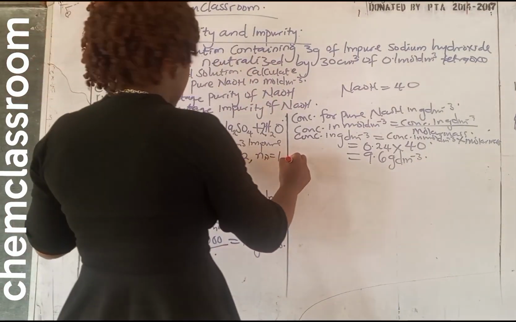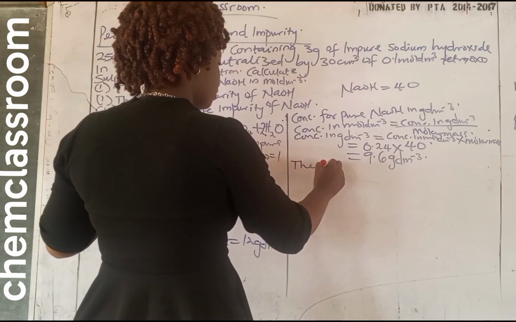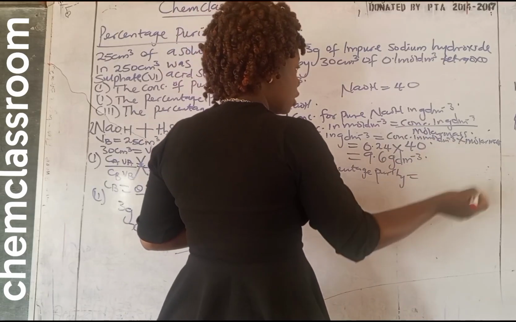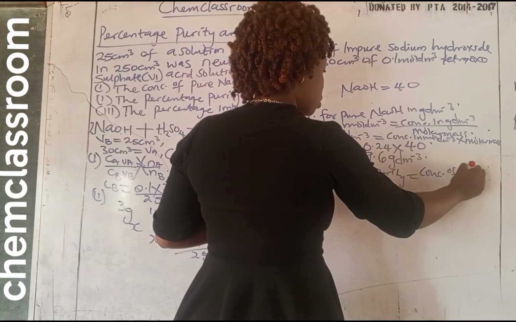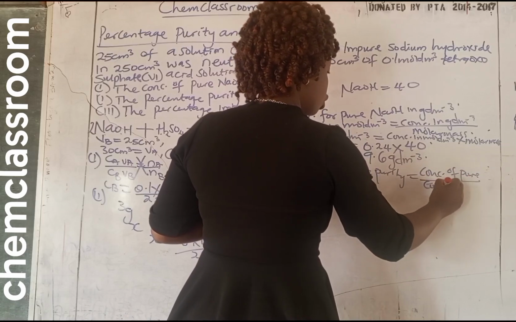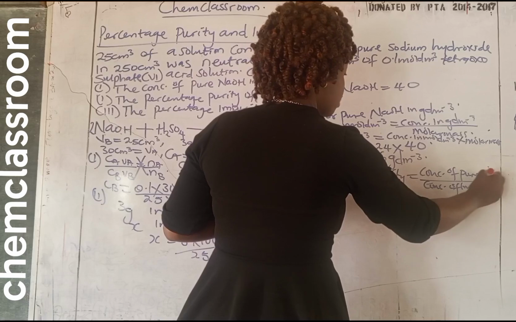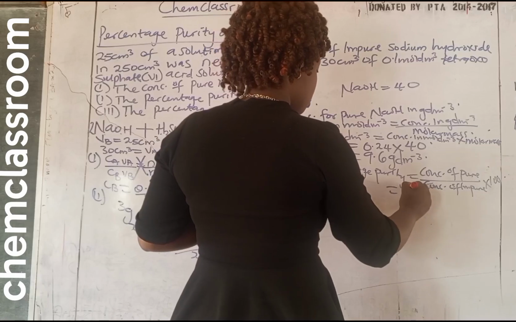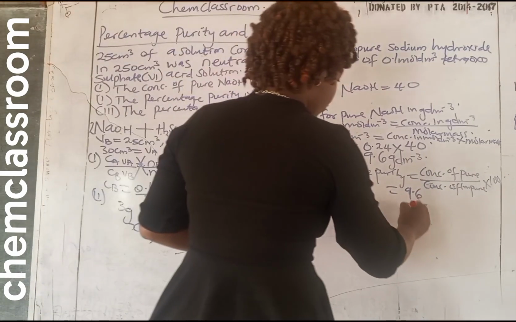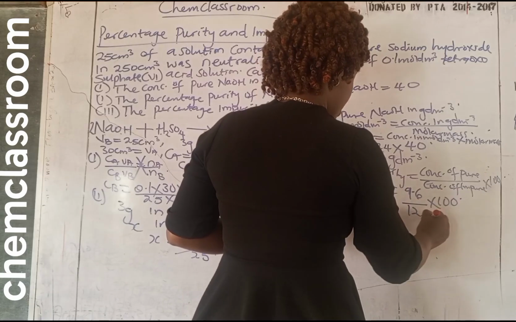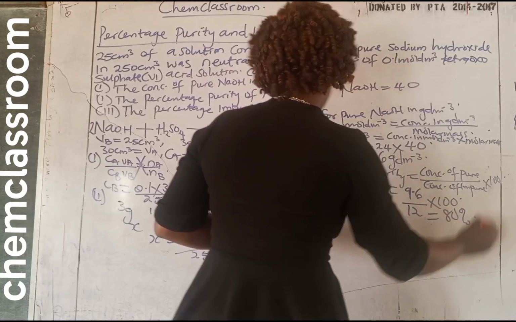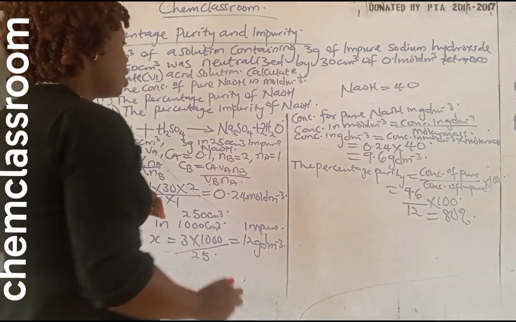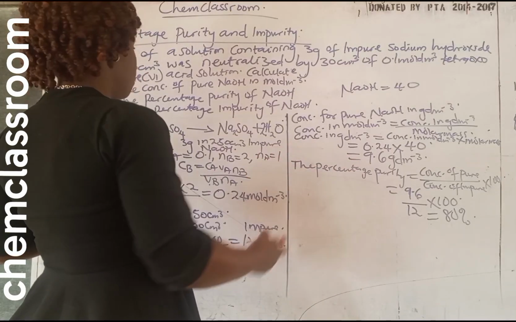So coming back to the question now, I have the percentage purity. The percentage purity is going to be the concentration of the pure over the concentration of the impure times 100. So the concentration of my pure is 9.6 divided by 12 multiplied by 100. So here I'm expected to have 80%. Yes, so that is the percentage purity of the NaOH.